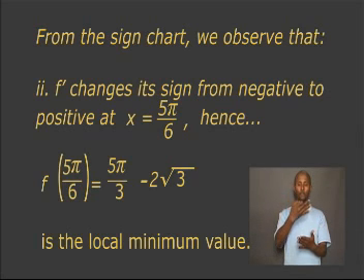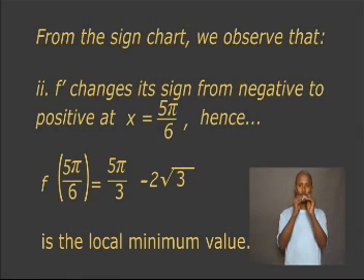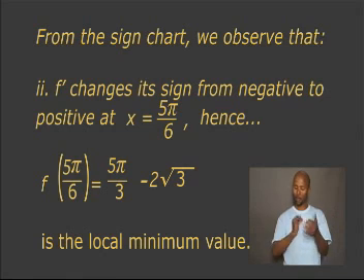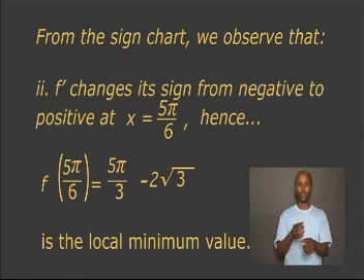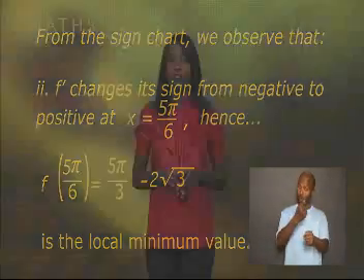Therefore, f of 5 pi over 6 equals 5 pi over 3 minus 2 times the square root of 3 is the local minimum value. I hope you managed to find the same answer. If you ran into any trouble, please ask teacher to review your work.